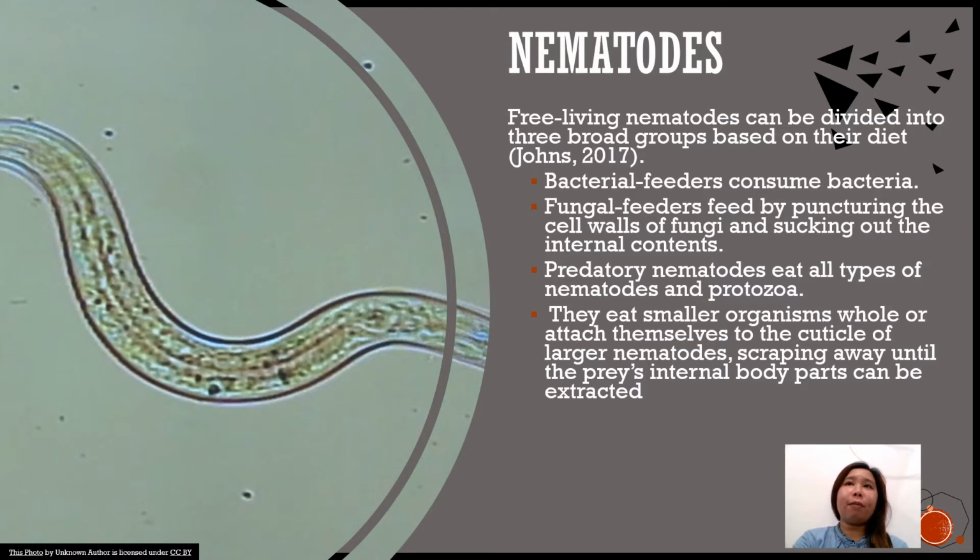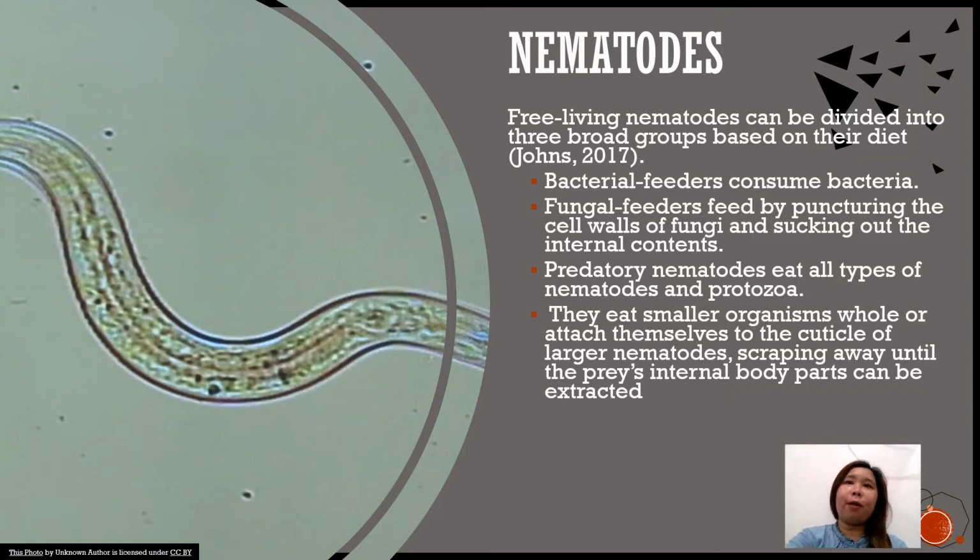The free-living nematodes can be divided into three broad groups based on their diet. We have the bacterial feeders, the fungal feeders, and predatory nematodes. Of course, bacterial feeders are those which consume bacteria. Fungal feeders are those which consume fungi by puncturing the cell walls and sucking out the internal contents.